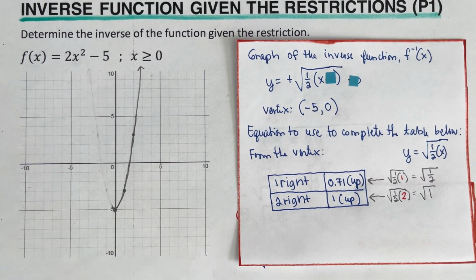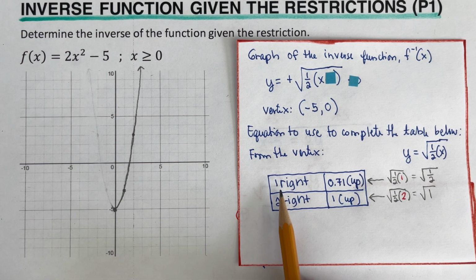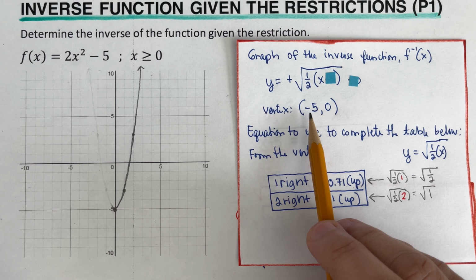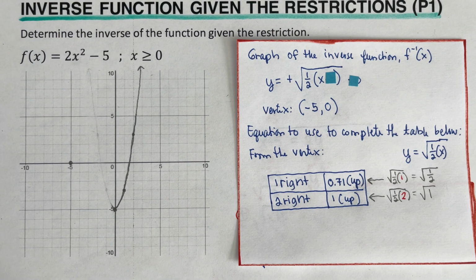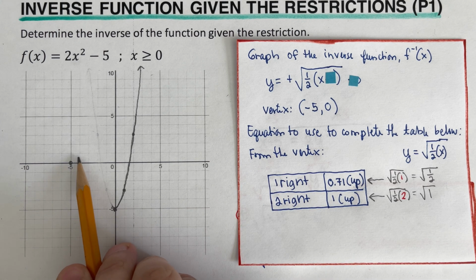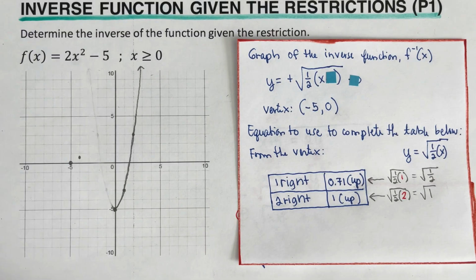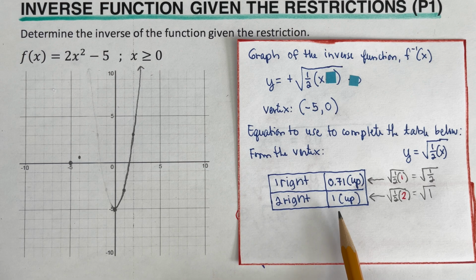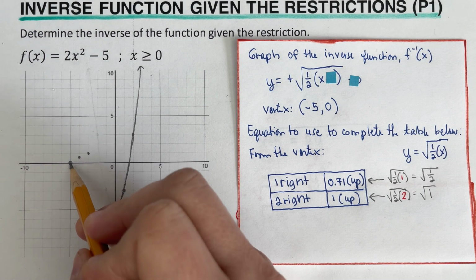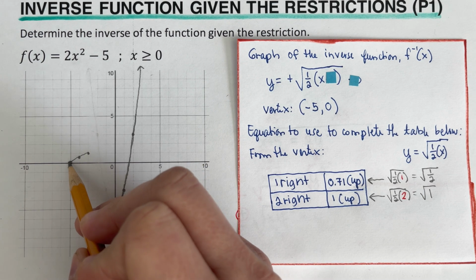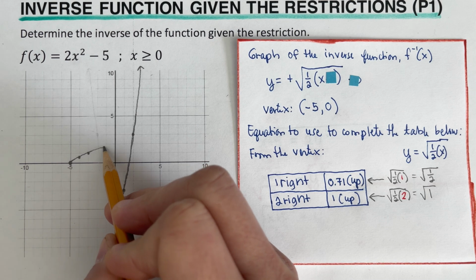Okay, so then we can go ahead and sketch the graph. So we go ahead and say that from the vertex, we go, by the way, the vertex right here is negative 5, 0. So that's negative 5, 0 is right here. And then we can also tell that the table here is telling us that from the vertex we go 1 right and 0.71 up. So 1 right, 0.71 up. So it should be somewhere around here. And then 2 right from the vertex, we go 1 up. So 1, 2, 1 up. So it's going to be right here. And then we connect these dots together. And so we are able to draw the graph of the square root function.